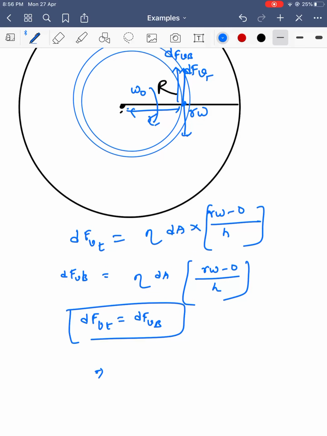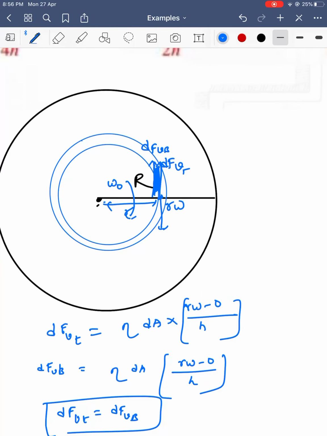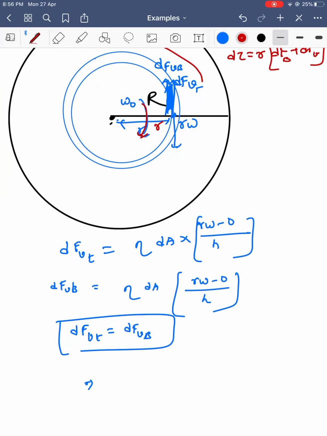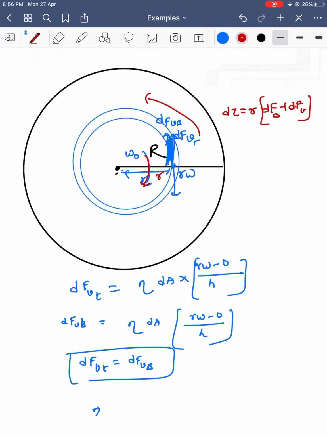Now let's write the torque equation. Both the forces are acting in the backward direction. The torque d tau is equal to the distance r into dFb plus dFv. In which direction? They are in the anti-clockwise direction, but the initial angular velocity is in the clockwise direction, so it tries to decrease the angular velocity. Understand?